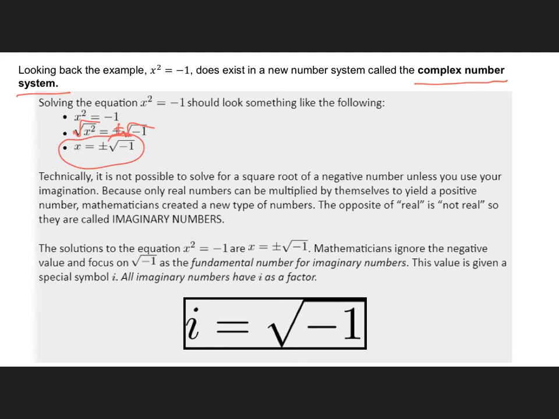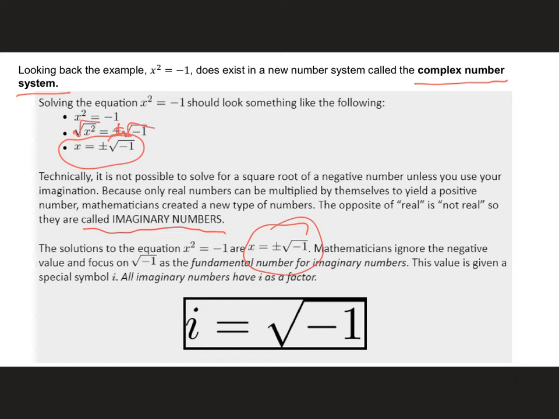Now, technically, you can't solve for a square root of a negative number. Think back in the day, when you took a square root of a negative number, you would always write no solution. That is because only real numbers can be multiplied by themselves to yield a positive number. This is why mathematicians created a new type of number. The opposite of real is not real, so these are called imaginary numbers. Therefore, the solutions of the equation x squared equals negative 1 we found was x equals plus or minus the square root of negative 1.